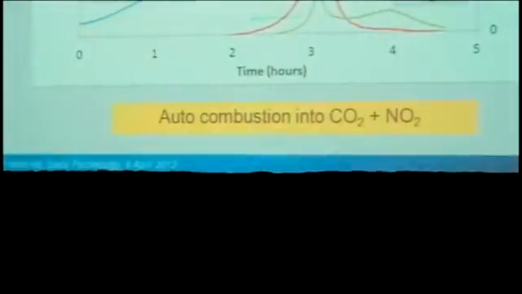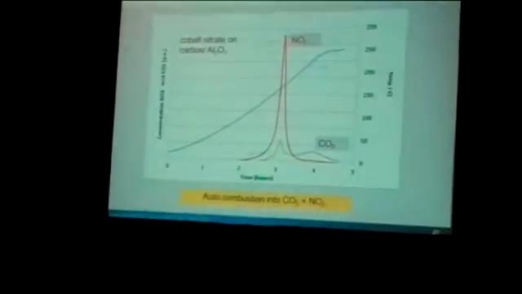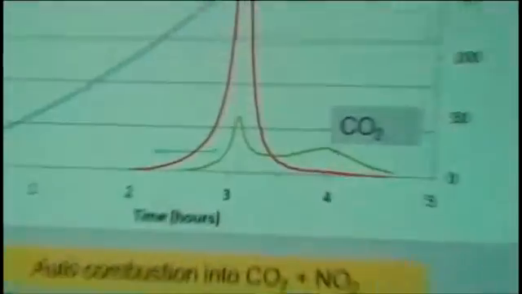If we then also look at this carbon-coated material, and not only focus on the NOx, but we also look at the CO2 that comes off, obviously we see that the NOx and the CO2 come off at the same time. So it's really a reaction between the carbon layer and the nitrates that causes this accelerated decomposition of the cobalt nitrate.